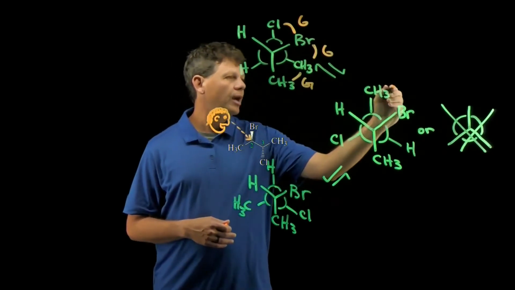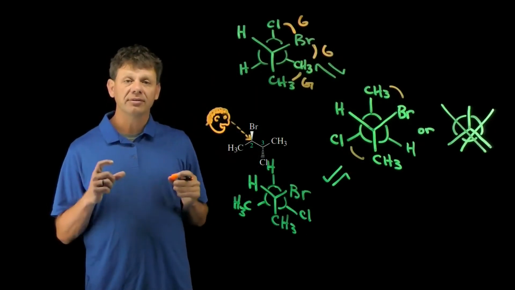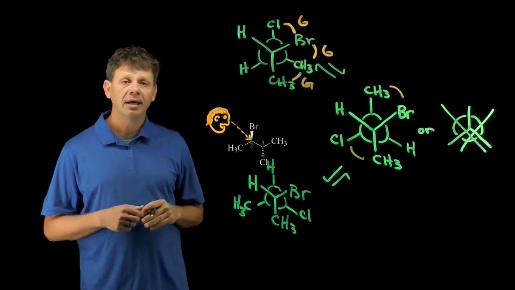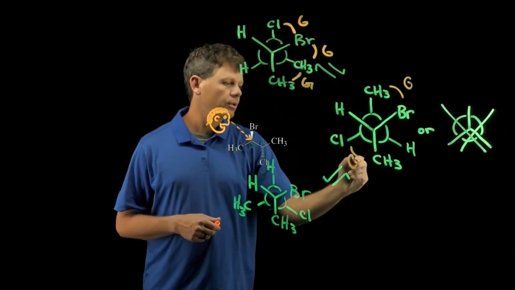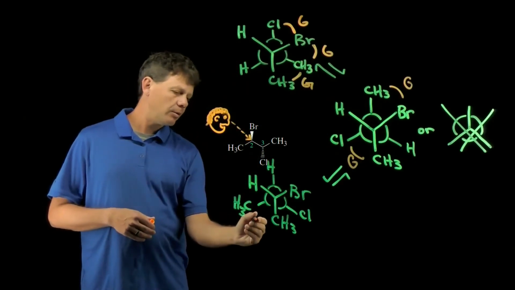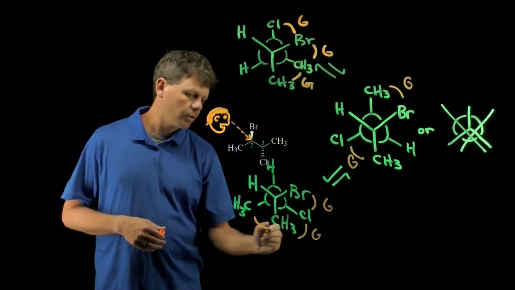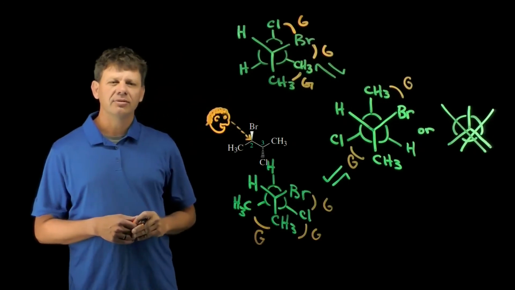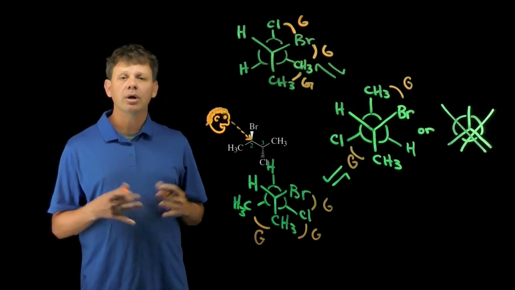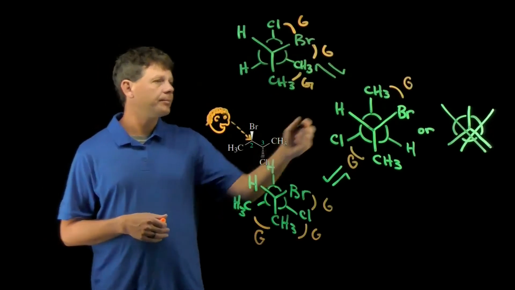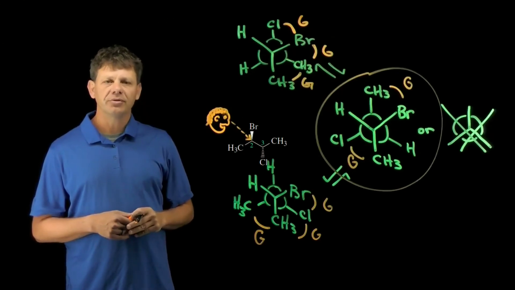In terms of this one, we've got 1 gauche, 2 gauche. Remember, the gauche interactions are the 60-degree dihedral angle between non-hydrogen substituents. So we've got 2 in that one. We do the same thing. We've got 1, 2, 3 gauche interactions. Each gauche interaction contributes to instability, and so we're going to choose the one that has the fewest. The first one we drew is the most stable conformation.